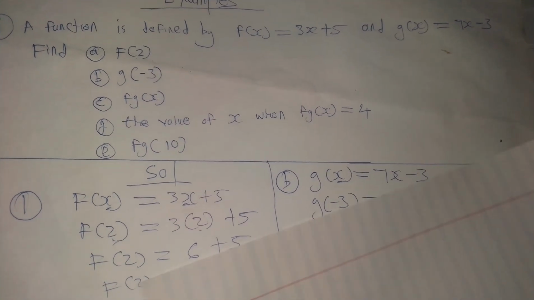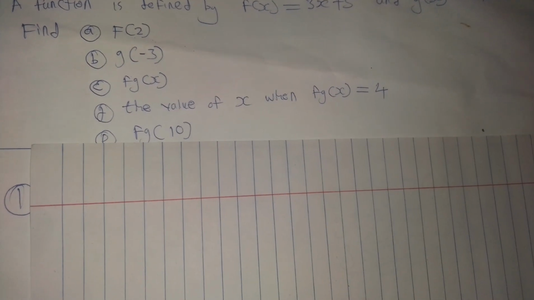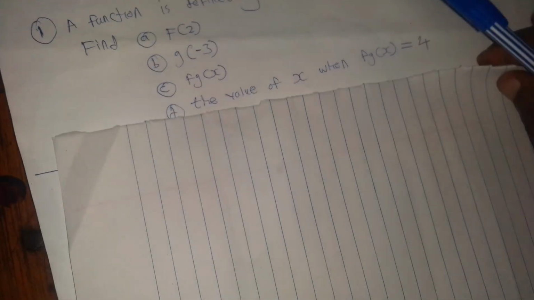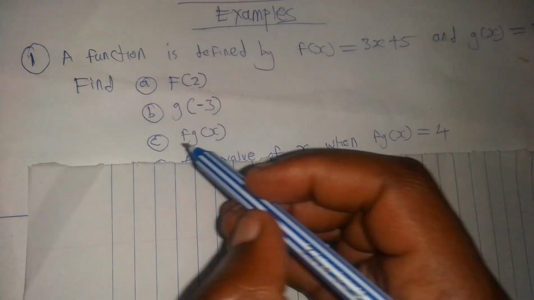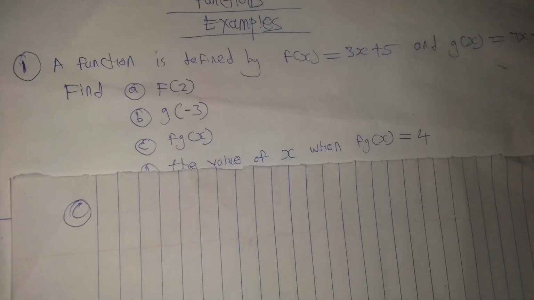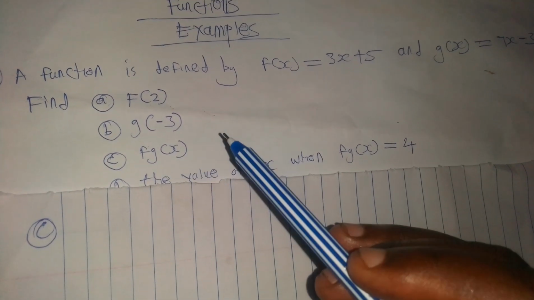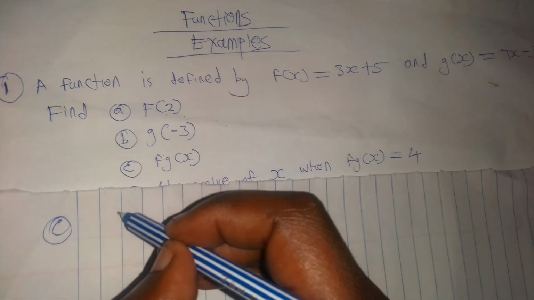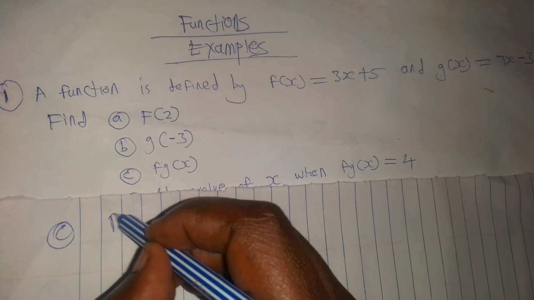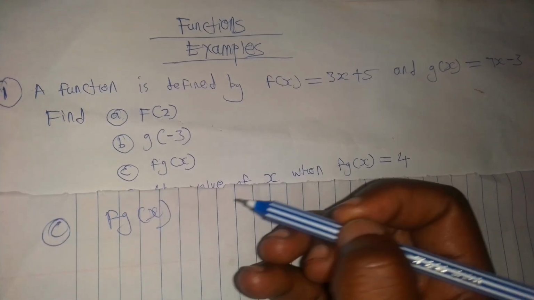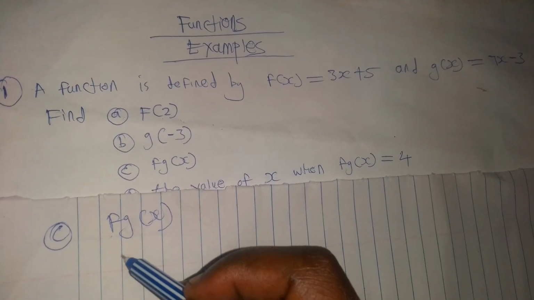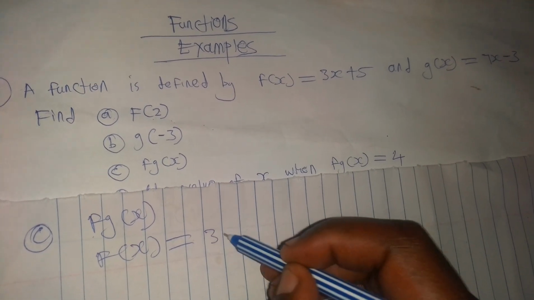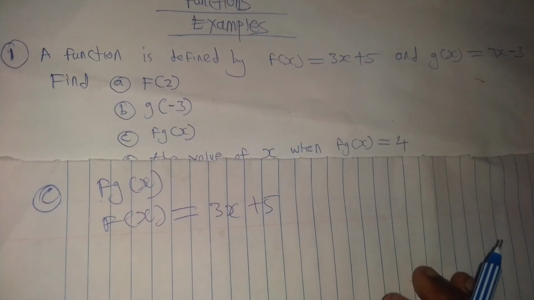We solve question 1c. Now, question 1c, they are saying that we should find fg of x. So first of all, we are solving fg of x. Now, we have to know f of x. So f of x, that is 3x plus 5.